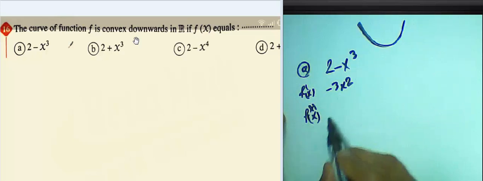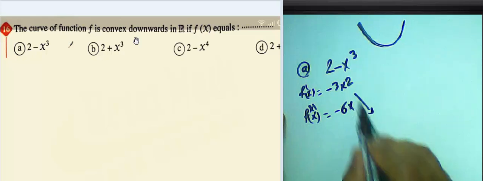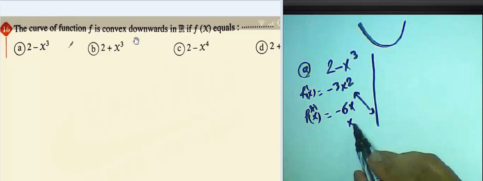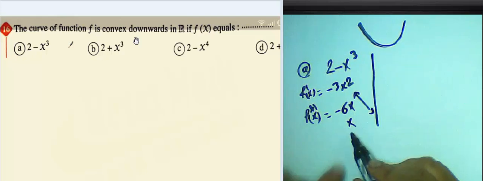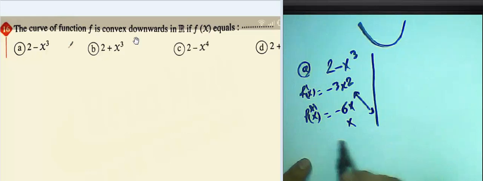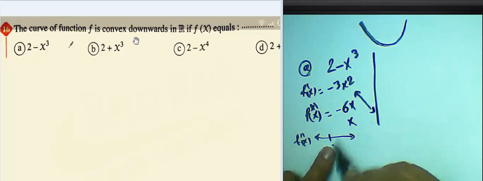f double dash of x equals negative 6x. It will be a straight line, so it cuts the x axis, but x here equals 0. And f double dash of x here is 0, and with the negative, and the negative, it will be tangent.